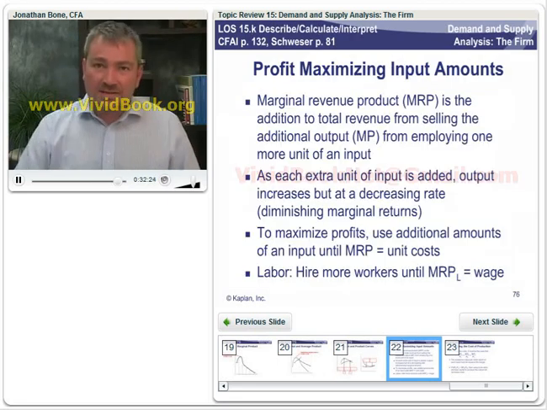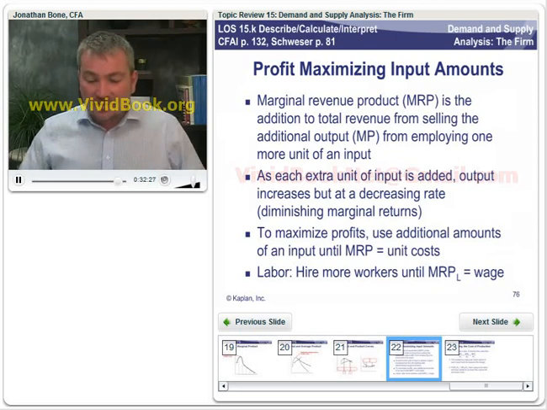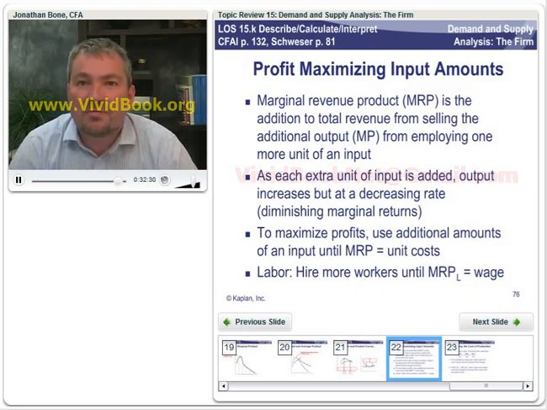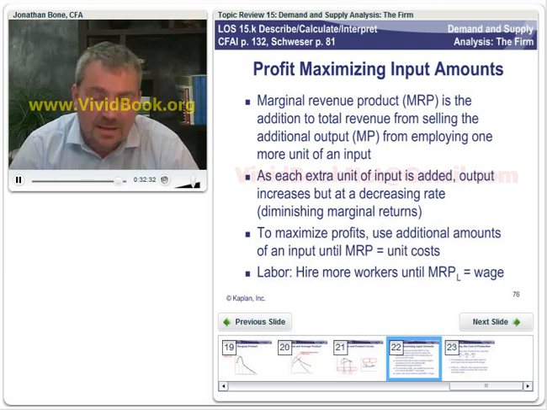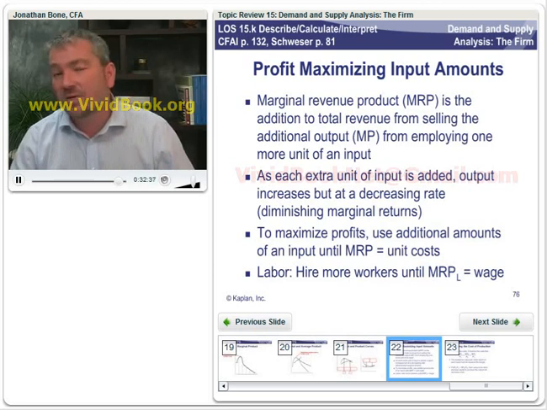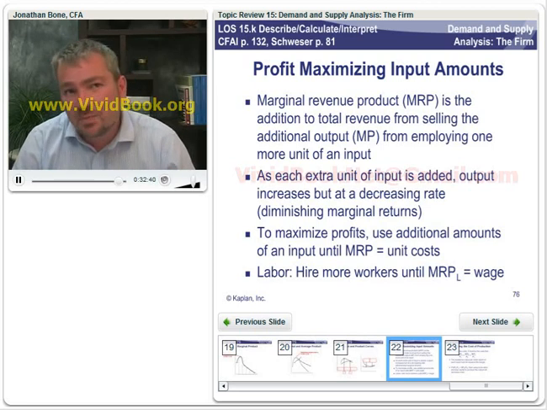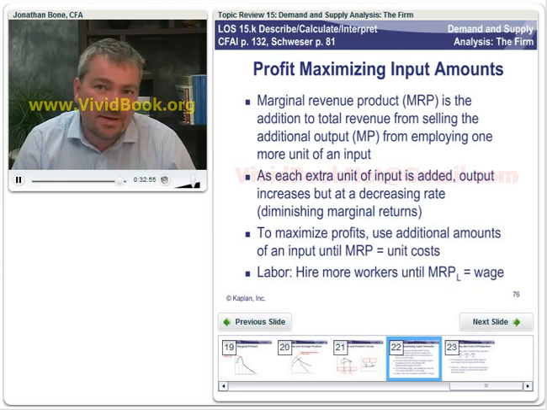Okay, so let's talk about profit maximizing amounts. We're asked to determine what a profit maximizing input is. Now notice here we're talking about marginal revenue product. On the previous slides we were just talking about marginal product. Marginal product was the output that you could get from employing one extra worker. Marginal revenue product is the dollar revenue, the monetary amount you can get from selling that marginal product. So, the addition to total revenue from selling the additional output, in our case the marginal product, from employing one extra worker.